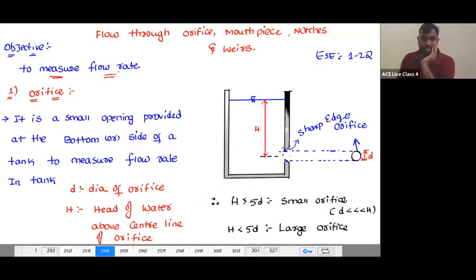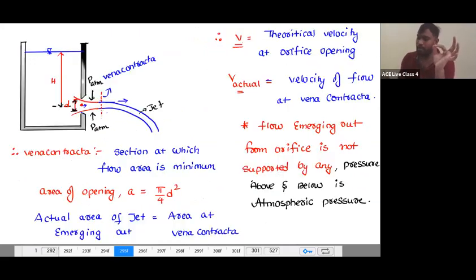See, when the flow starts from the orifice, at the orifice the velocity of the flow is going to be different. Now, by the time it comes out, due to these sharp edges, there must be some losses, and due to the end contractions, the flow area gets minimum and comes to the vena contracta. At the vena contracta, the velocity is different. That is known as actual velocity. And at the orifice opening, the velocity is different.